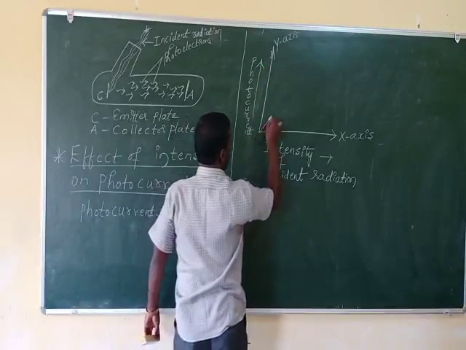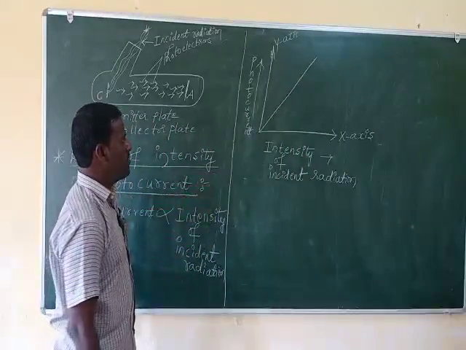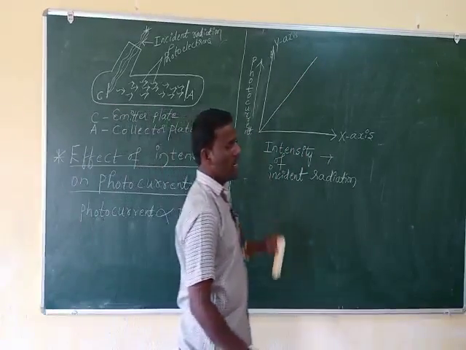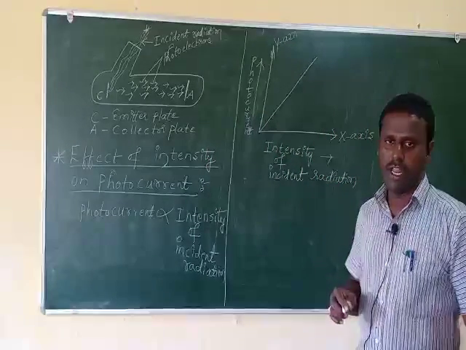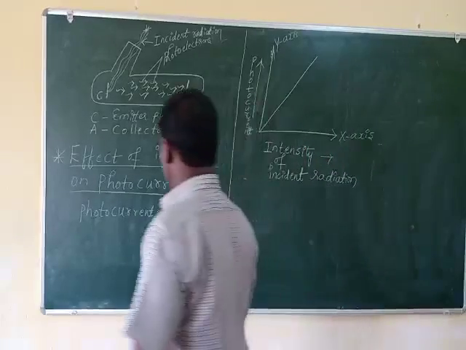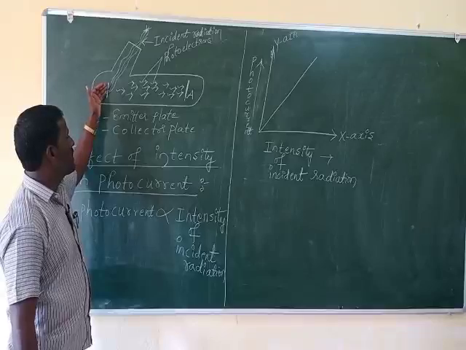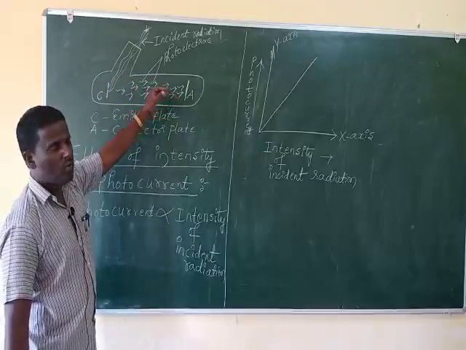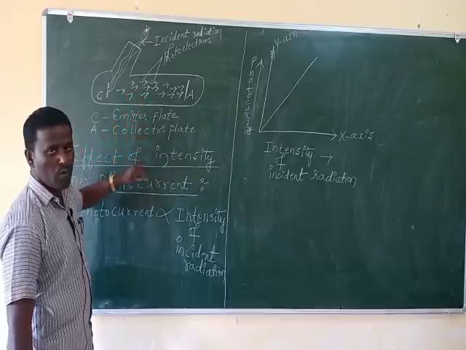So it is directly proportional. As I told you, if the intensity of the light is maximum, photocurrent is maximum. If the intensity is minimum, photocurrent is minimum. So here photocurrent, photoelectric current, means the number of photoelectrons flowing from the emitter plate to the collector plate. More number of photoelectrons means more value of photocurrent.